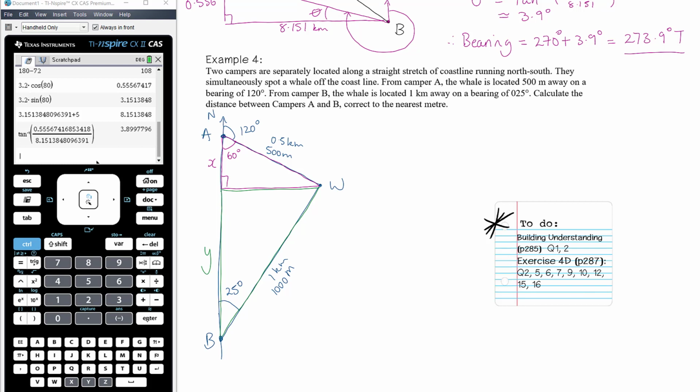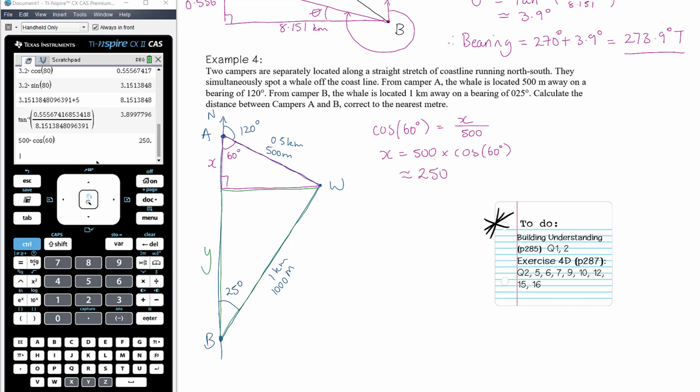Okay, so let's focus on the purple triangle. We're finding x, that is the adjacent side to 60 degrees, and 500 metres or 0.5 kilometres is the hypotenuse, so we need cos. So cos of 60 degrees is adjacent over hypotenuse. Now, do I want to work in metres or kilometres? Doesn't really matter, it's up to you. I'll go with metres. Ask for my answer to the nearest metre, but again, that doesn't mean you have to work in metres, you could still work in kilometres. So x is going to be 500 metres times cos of 60. Let's get that, 500 times cos of 60. So that is 250. It's nice, isn't it? Nice and exact, 250 metres.